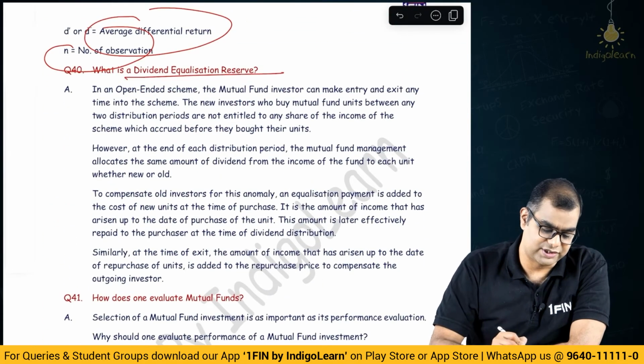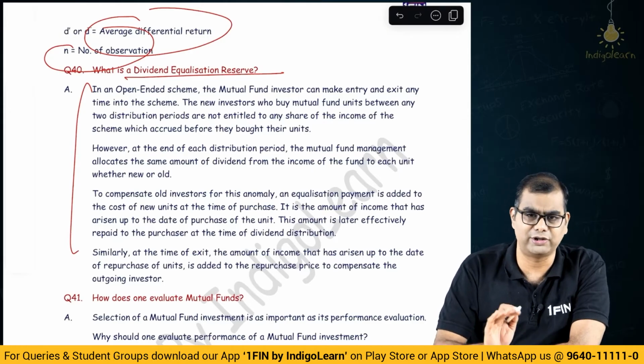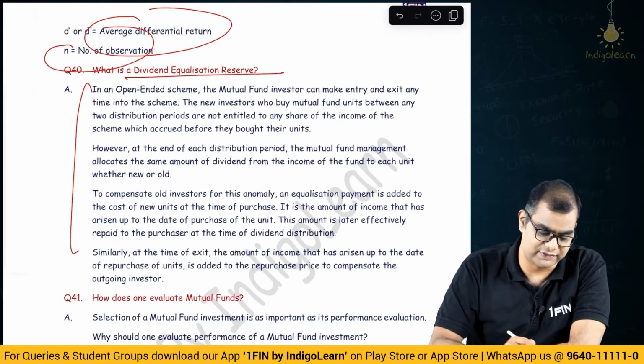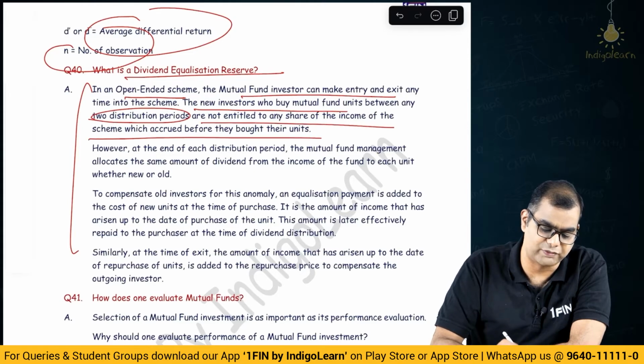What is dividend equalization reserve? Now, this is a very interesting concept, and when you solve a problem is when you will understand, but I will explain to you what this is. A dividend equalization reserve is, in an open-ended scheme, a mutual fund investor can make entry and exit whenever they want. Right? New investors who buy mutual fund units between any 2 distribution periods are not entitled to any share of income of the scheme which accrued before they bought the unit.